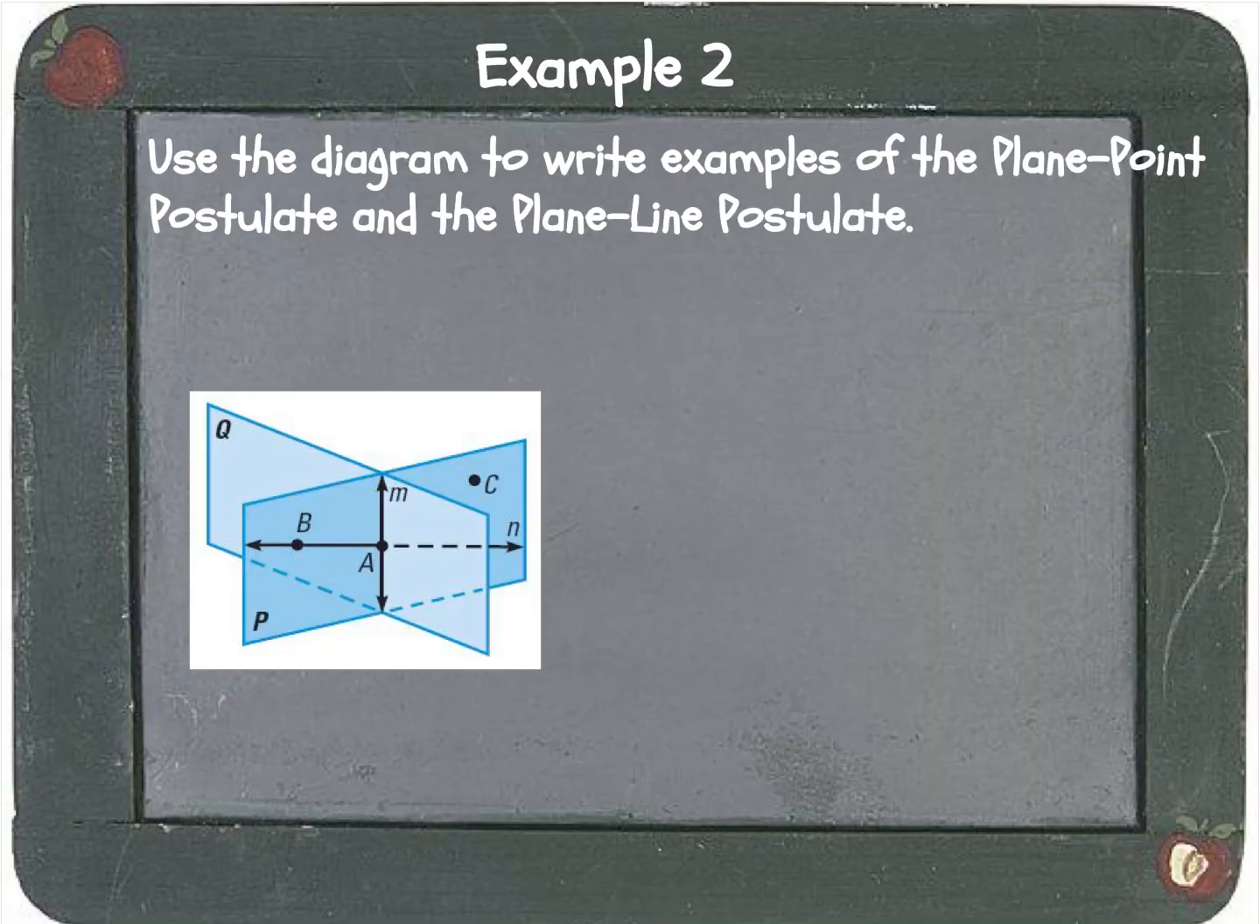Okay. Use the diagram to write examples of the plane point postulate and the plane line postulate. Well, let's start with the plane point postulate. What does that one say? Someone go back and read it for me. You're going to have these memorized, but for now, we just learned them. So someone go back. Cody. A plane contains at least 3 non-collinear points.